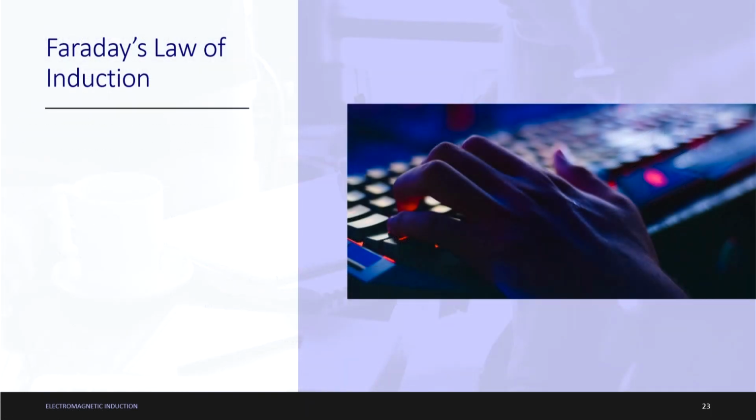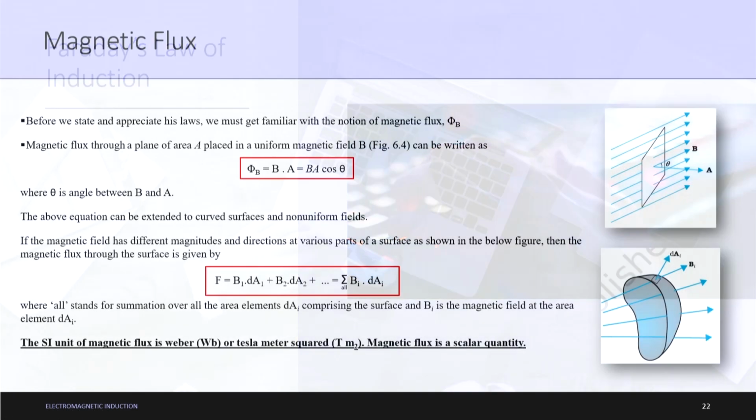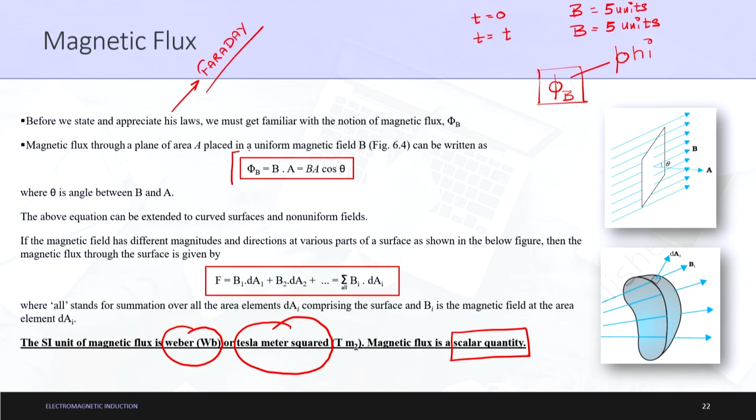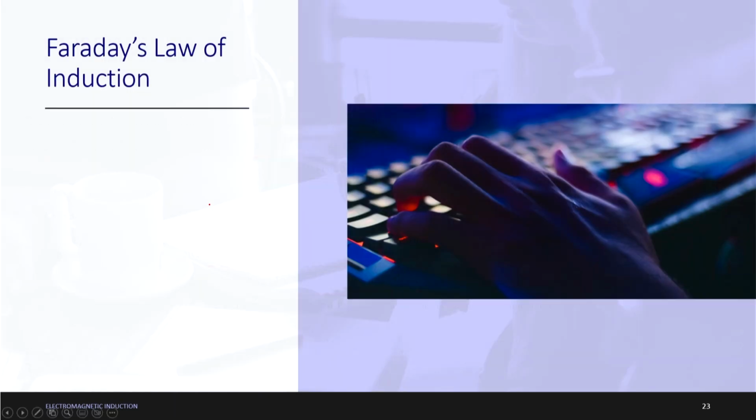So, let us move on to Faraday's laws of induction. This was a simple concept here, that Φ_B is a vector dot product, which is equal to B into A into cos theta. Let us move on. So, Faraday's laws of induction.